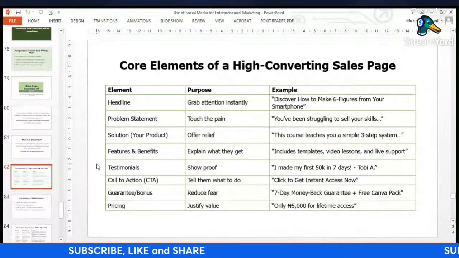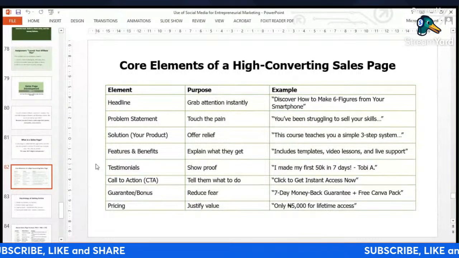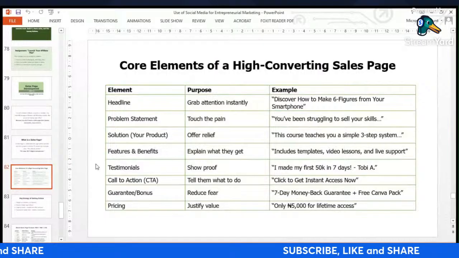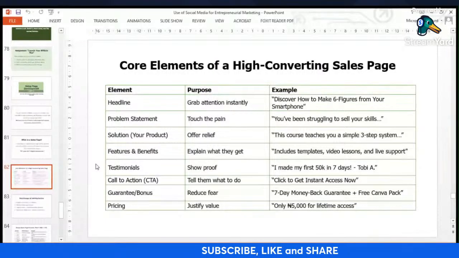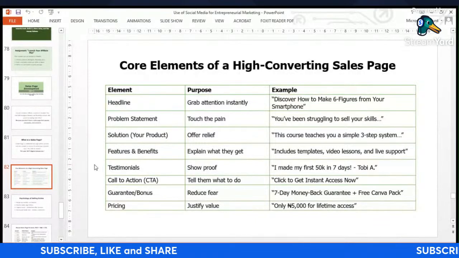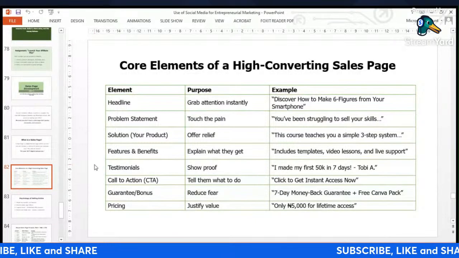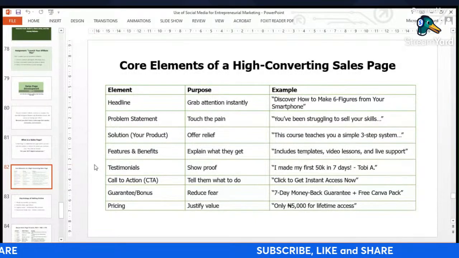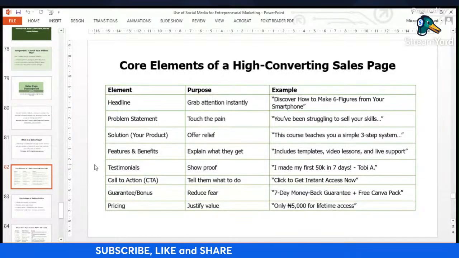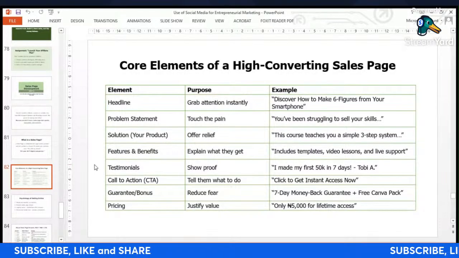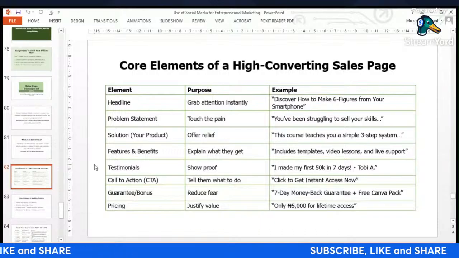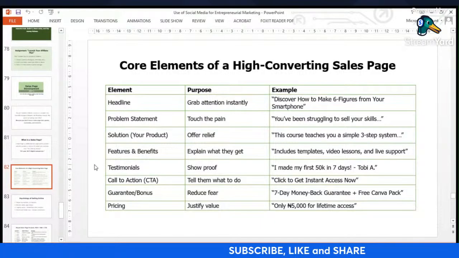Then you talk about features and benefits. You explain what they will get. You explain how it's going to make a difference in their life, how they are going to feel by the time they are done, what's the pleasure point of getting that product. You also put in testimonials. You can give the product out for free to get a lot of testimonials, and then you attach them to that page so that people can read them.